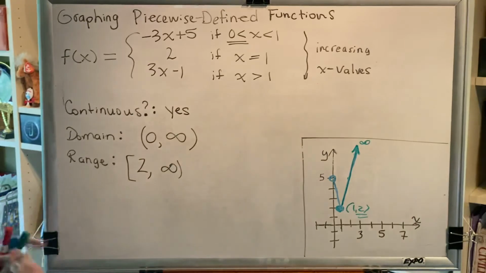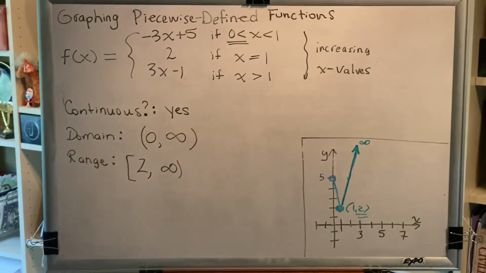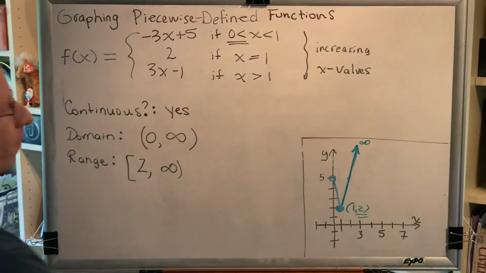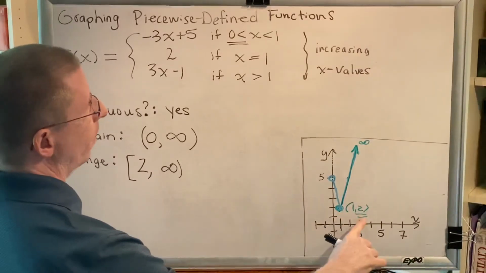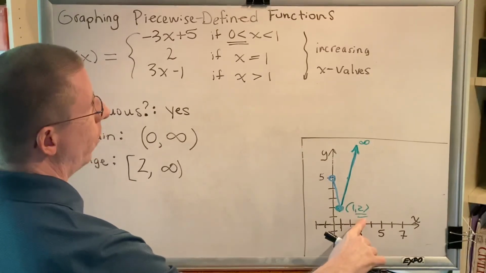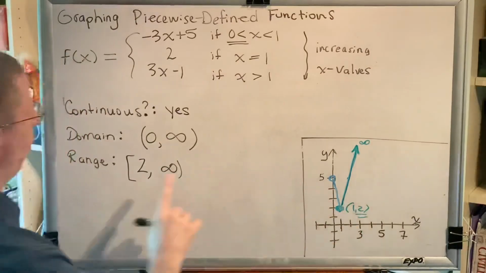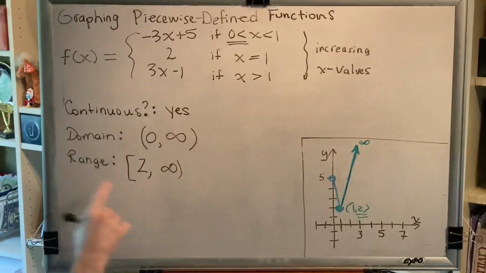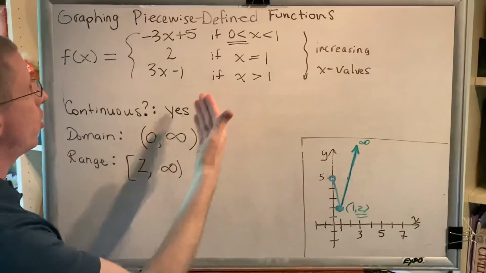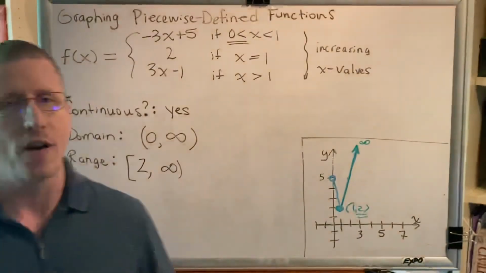Why? Well, because range is a collection of all the y coordinates of all the points on the graph. This is a point on the graph. Its y coordinate is 2. Therefore, 2 belongs in the range. And what symbol do we use to include? A bracket. All right, that concludes this problem. We created the graph, we determined if it was continuous or not, and we found its domain and range.